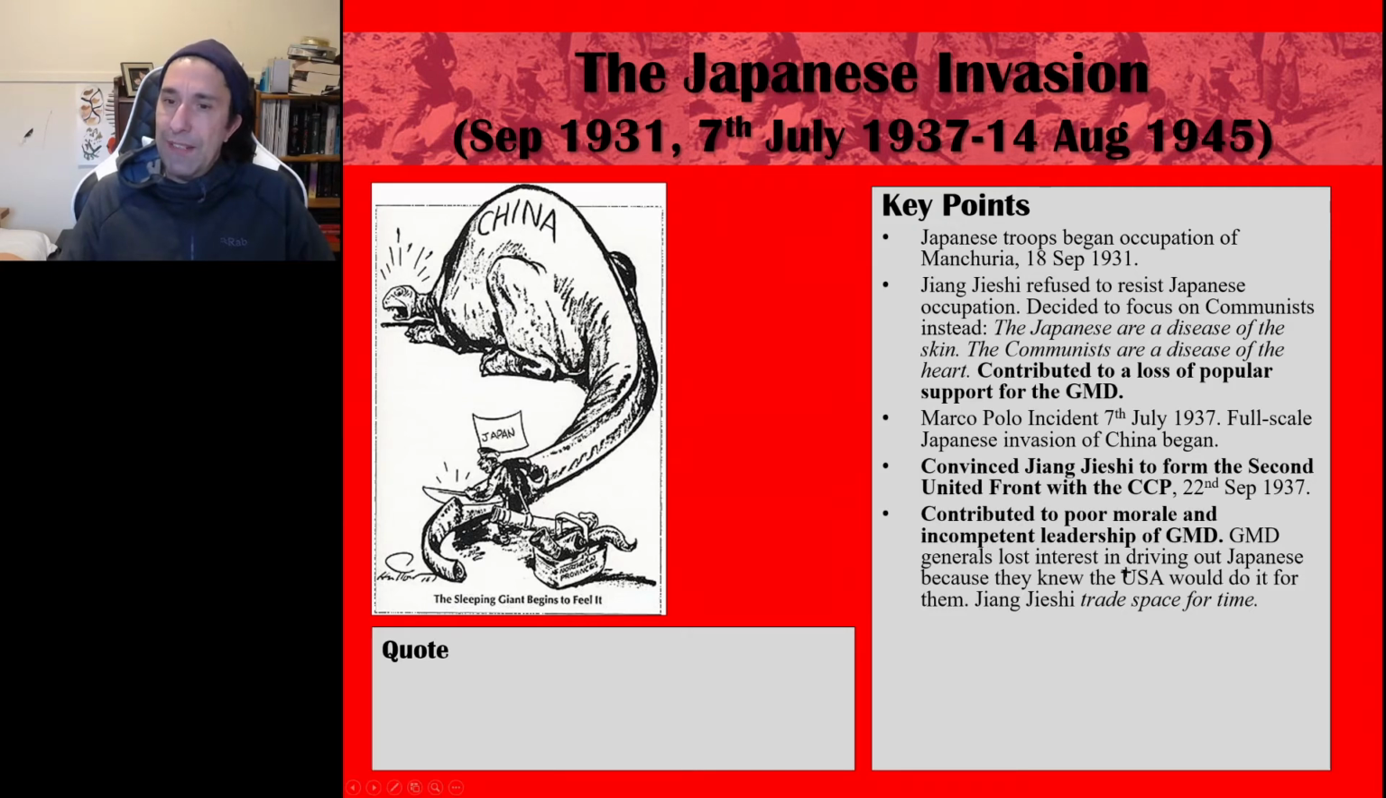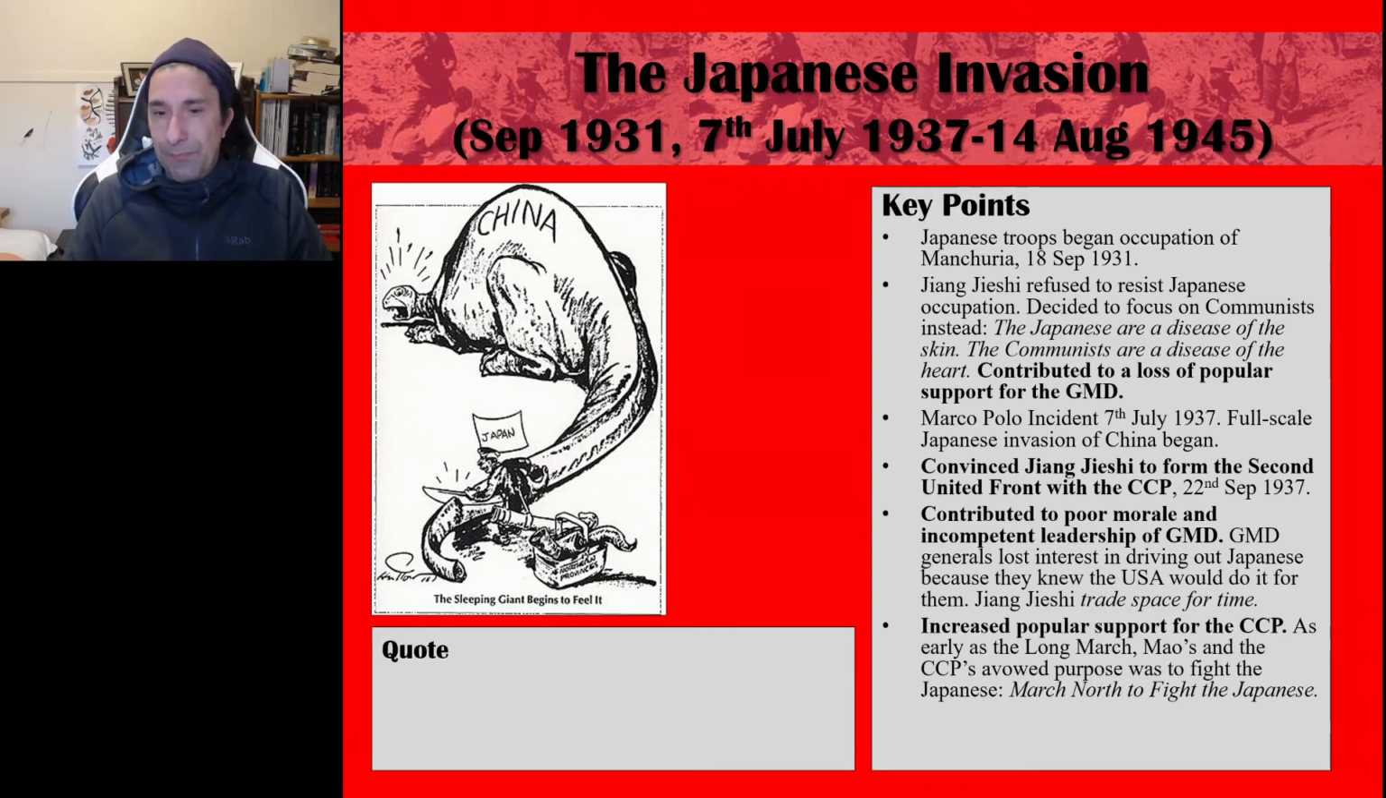But this trade space for time strategy, which he used from 1941, or even you could argue from late 37 onwards, it undermined, or his generals weren't happy about it. His troops weren't happy about it because they felt that they weren't attacking the Japanese as effectively as they should have been, or thinking on the flip side of it, not defending China as well as they could have against Japanese aggression.